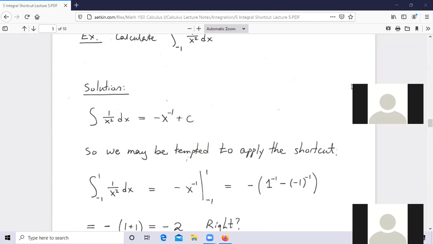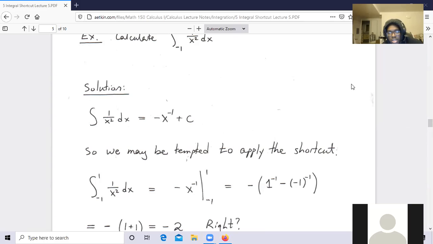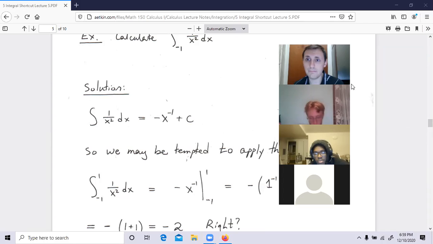Well, I would say the result makes as much sense as the lockdown measures.